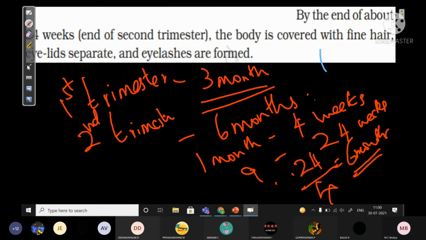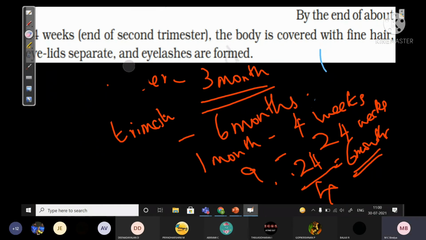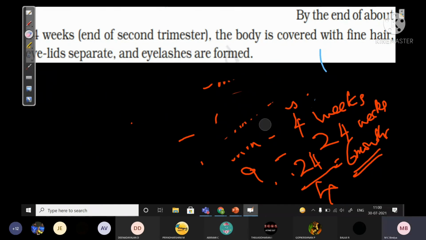This is from the textbook, like this they have written. I'm trying to make you understand what is the meaning of all this. By the end of about 24 weeks, that means by the end of 6 months, or by the end of the 2nd trimester, the body of the embryo or the fetus is covered with fine hair. Eyelids separate, eyelashes are also formed. So this is what happens during the 6 months fetus stage. This is what happens to the fetus.